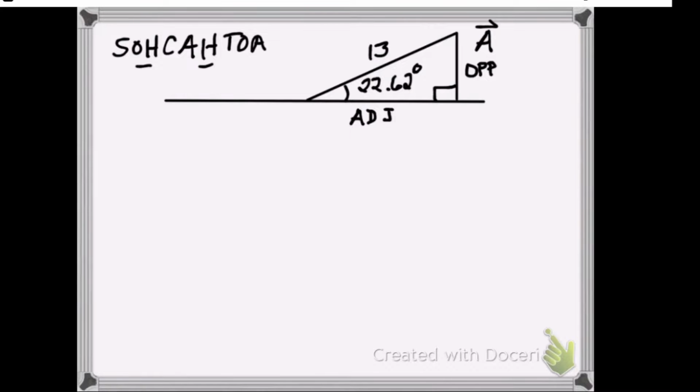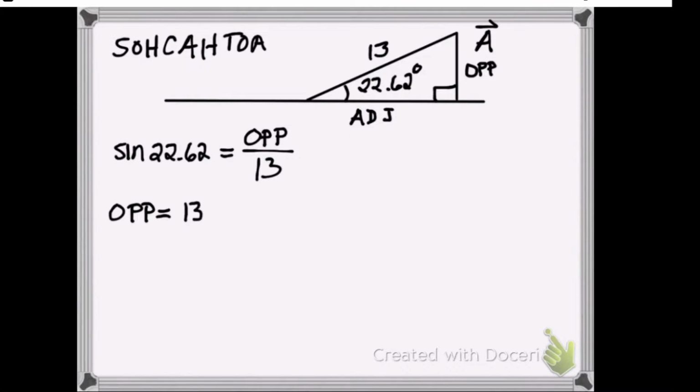Pardon me. So let's use Sohcahtoa. SOH means that the sine of the angle, 22.62, I'm going to dispense with the little degree symbol, but we know it's 22.62 degrees, is equal to the opposite side of the triangle divided by the hypotenuse, which happens to be 13. So we do a little multiplication. We're going to switch the sides of the equation here, and what we get is opposite equals 13 multiplied by the sine of 22.62 degrees.